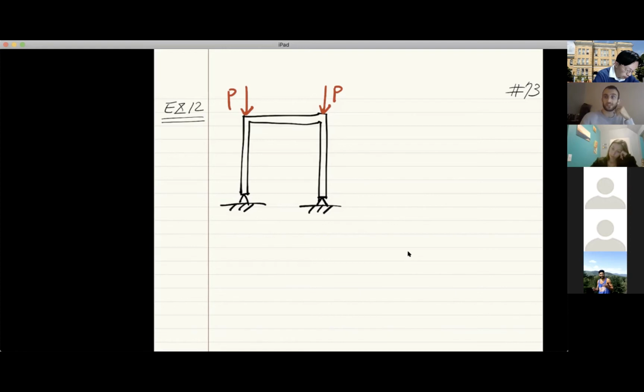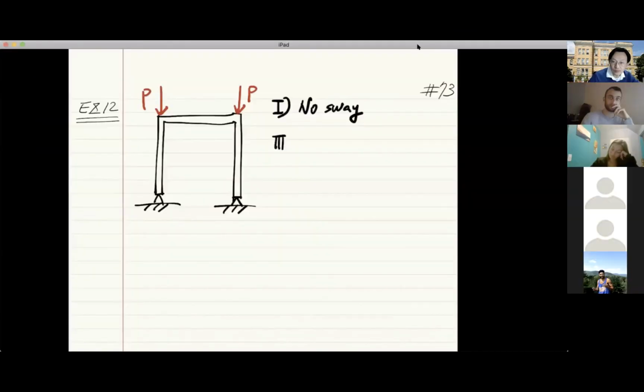We can't see anything. Disappear again? Yeah. I've got to figure out why. There's no sign on my computer.